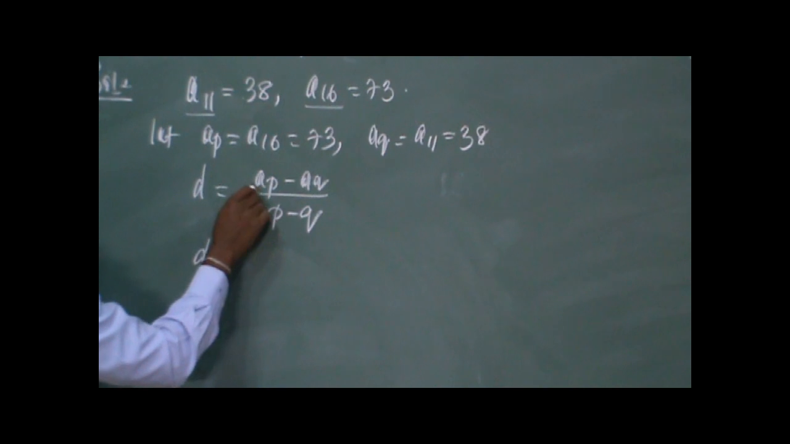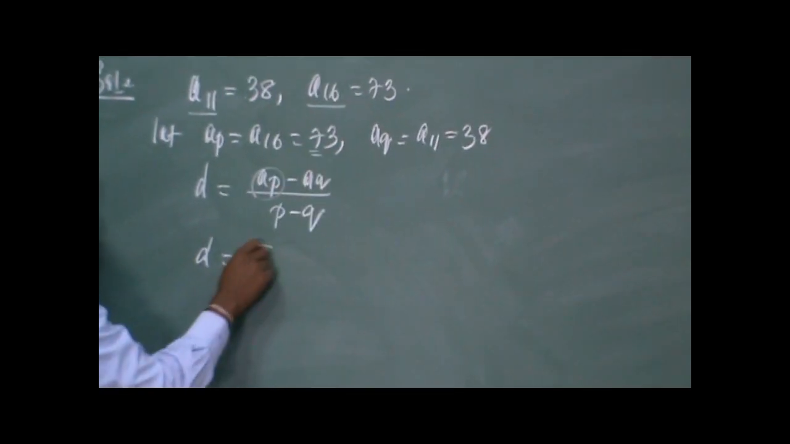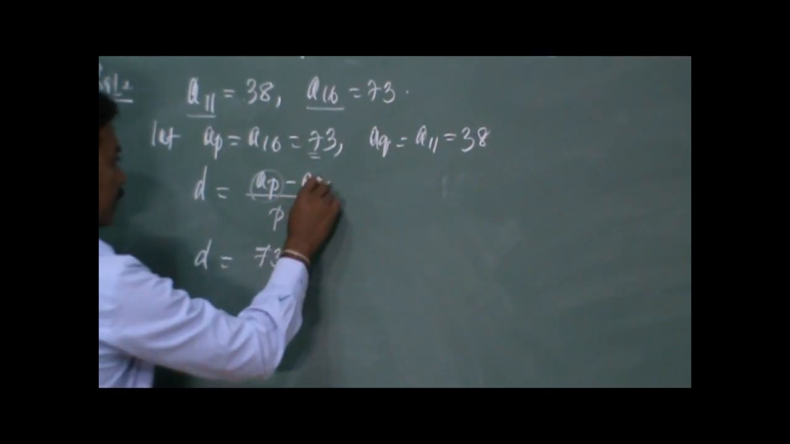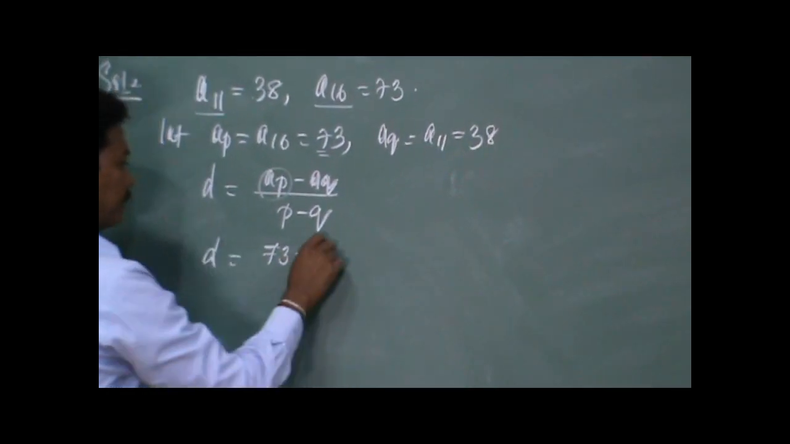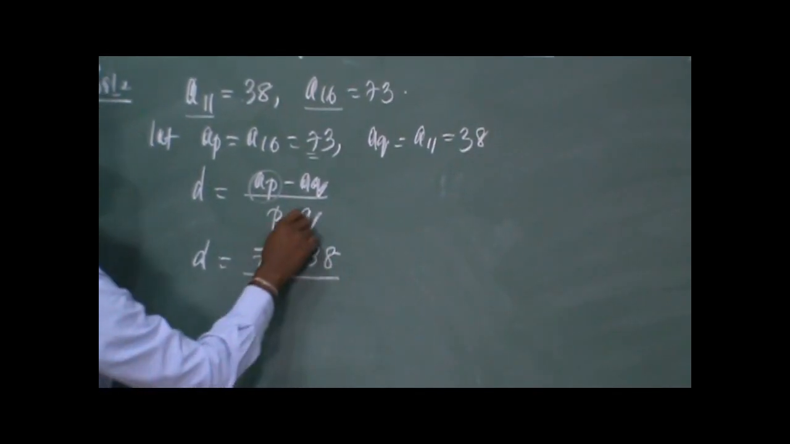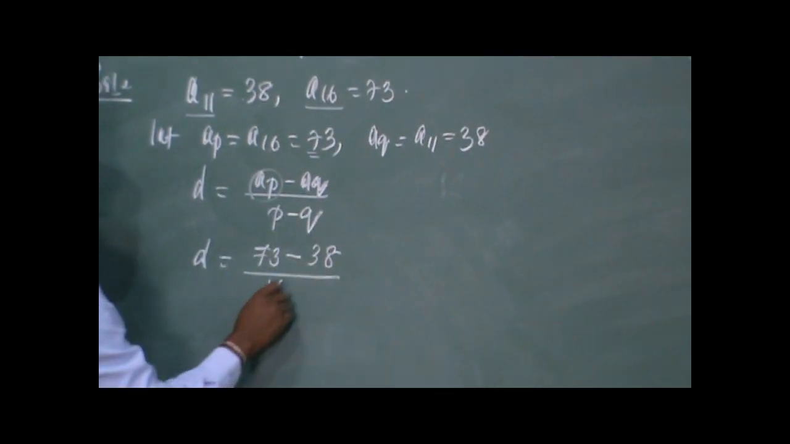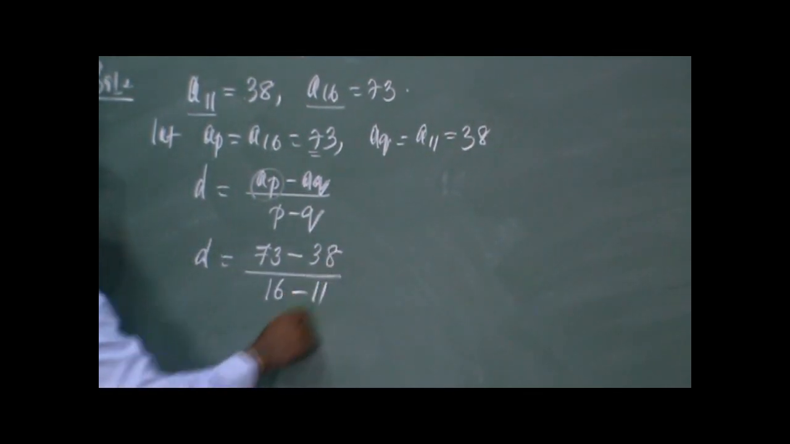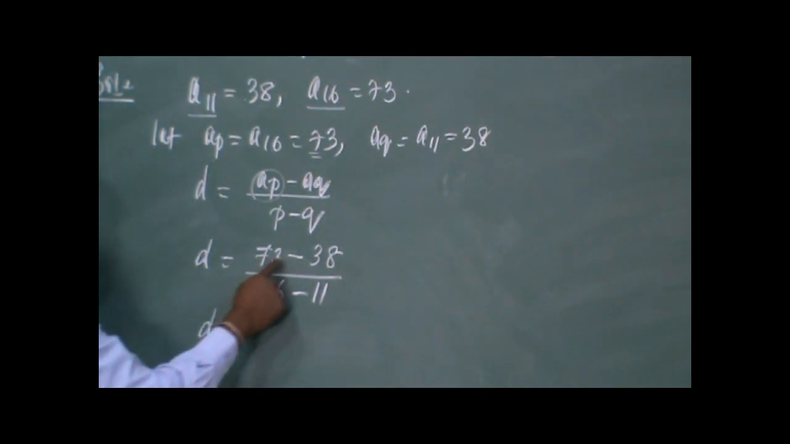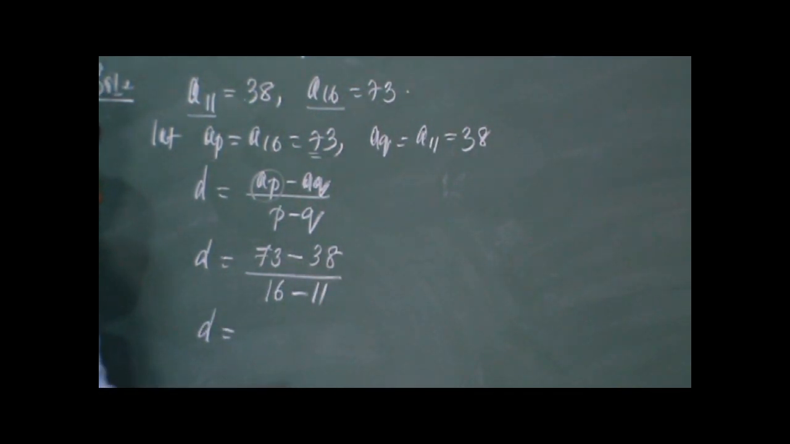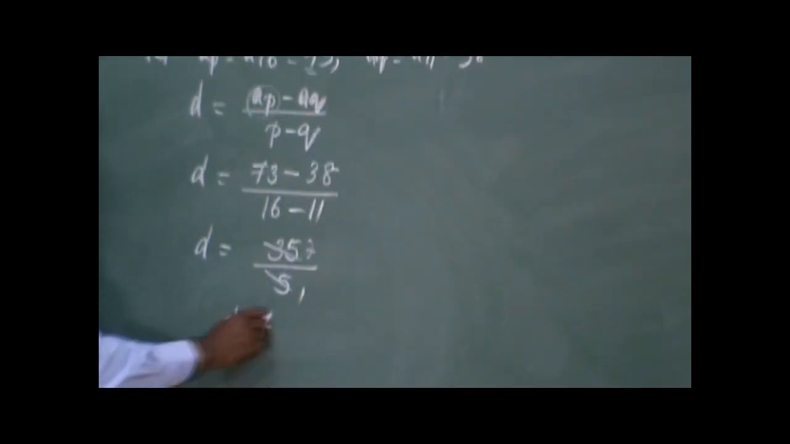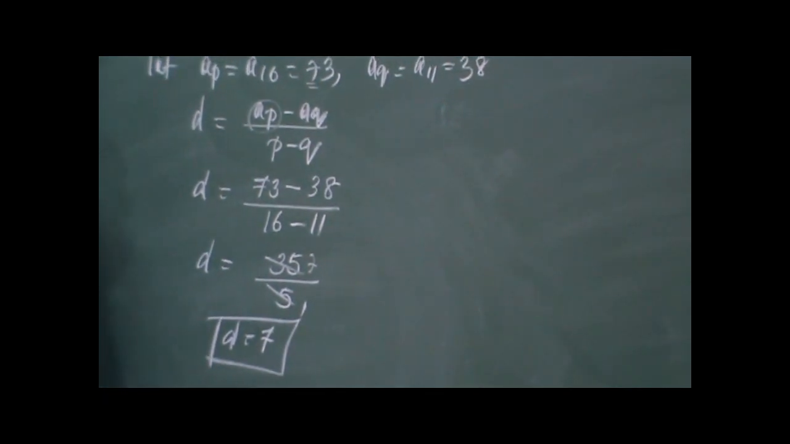So D is equal to AP, that is 73, minus AQ, that is 38, by P minus Q. P stands for 16 and Q stands for 11. So D is equal to 73 minus 38, which comes to 35, by 16 minus 11, which is 5. 5 sevens are 35, so D is equal to 7. The value of D is 7. So now we have got the common difference.